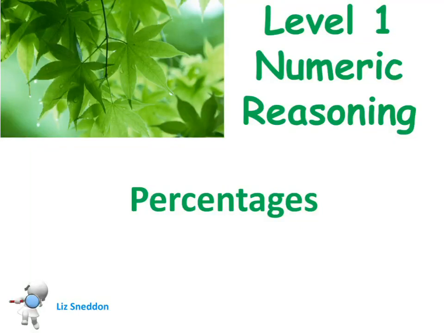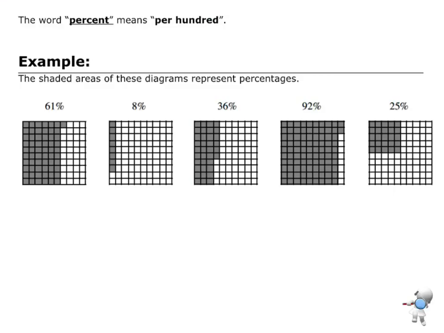Let's have a look at percentages. So the word percent is made up of two parts, per meaning divided and cent meaning 100. If you think about that, how many cents are there in a dollar? Well, there are 100 cents. Or how many years in a century? There are 100 years in a century. So cent always means 100.